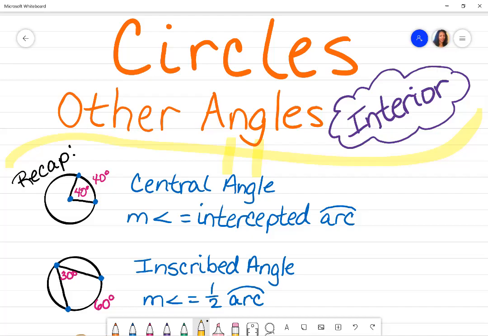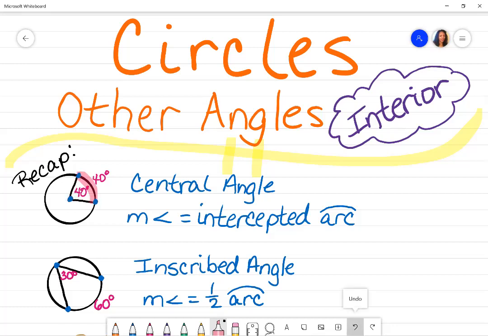We will be talking about other angles in circles, specifically interior angles. So a recap of previous videos, I talked about the central angle, which is where your vertex is in the center of the circle. And the formula tells us that the measure of that angle is going to equal the measure of its intercepted arc. So the arc that is subtended to that angle is going to be exactly the same measure.